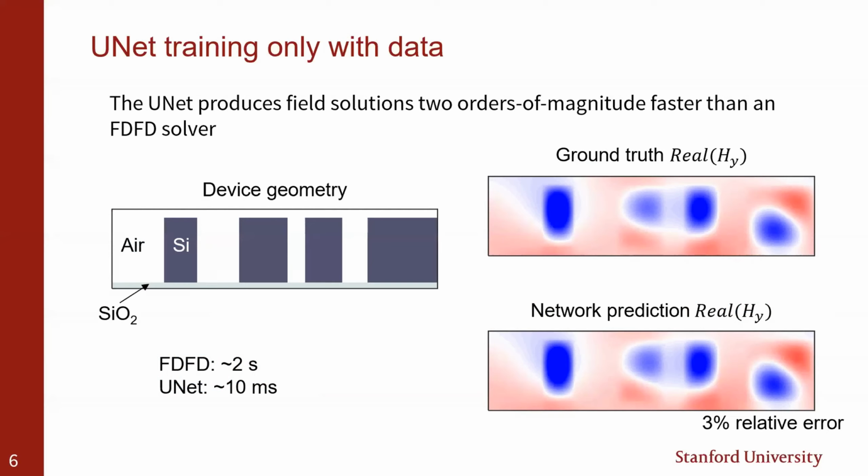Here shows a representative device geometry and its corresponding ground truth field and predicted field. Just eyeballing it, it is actually very hard to tell the difference. Meanwhile, the U-Net takes only about 10 milliseconds to solve for the field, while it takes about 2 seconds for a standard FDFD solver. So the U-Net is more than 2 orders of magnitude faster. So given this level of accuracy in field prediction, will this baseline method work for the optimizer? Before seeing the answer, I will first briefly go through how we form the optimizer.